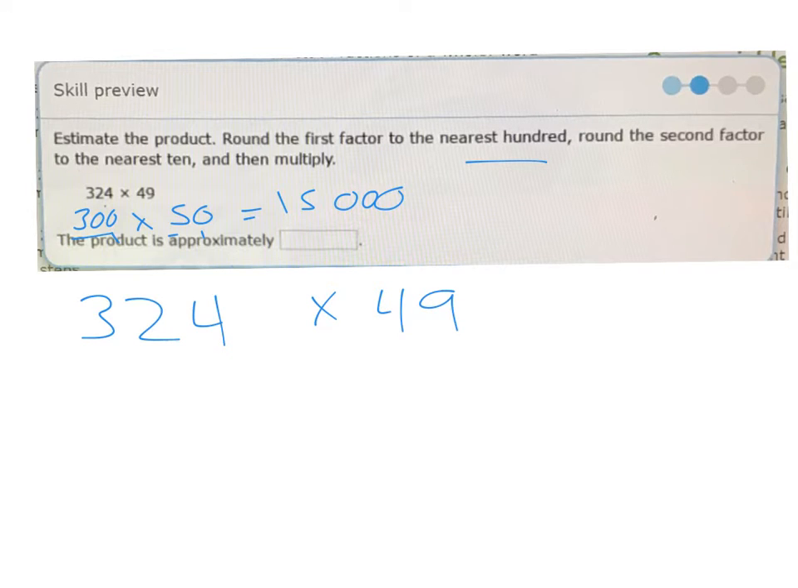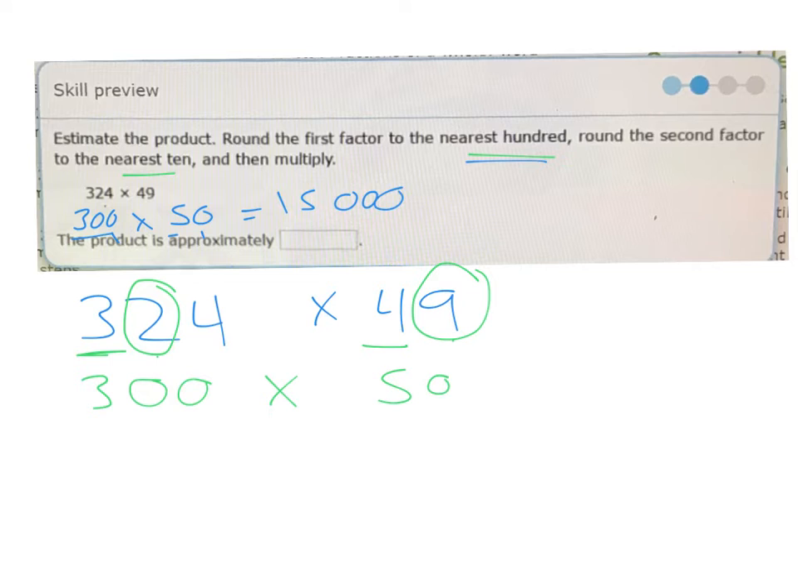I'm going to underline what it asks for. Nearest 100 on this one. Circle the digits to the right. Nearest 10 for this number. Underline the 10. Circle the digit to the right. Going back to 324, the 2 tells us that the 3 will stay the same. 300. On 49, the 9 tells us the 4 should round up to a 5.